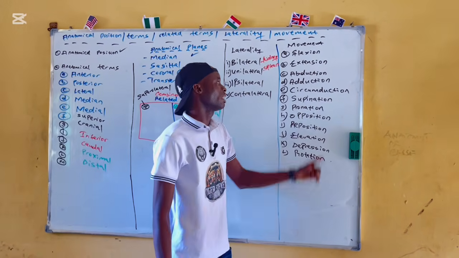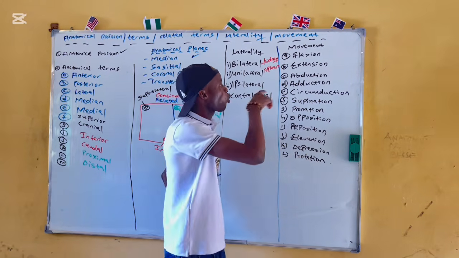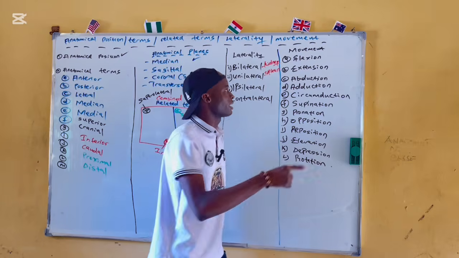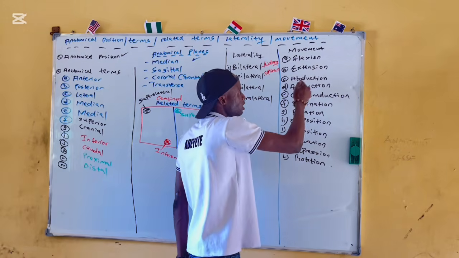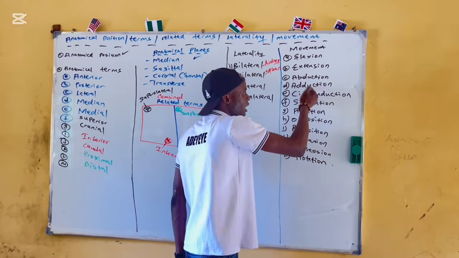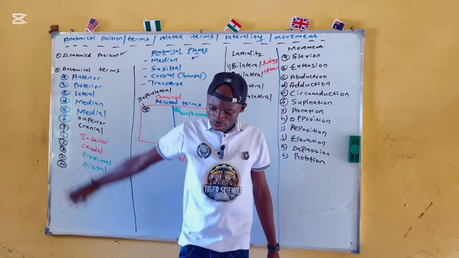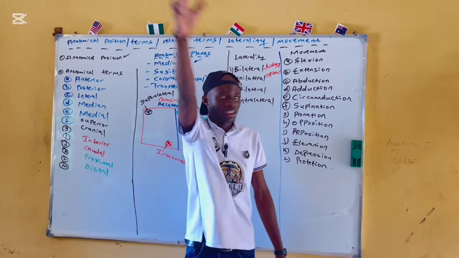Now, circumduction covers all four that I've mentioned earlier. Circumduction is a kind of rotational movement that involves flexion, abduction, extension, and adduction. Let me make an example for you. Here is circumduction. This is what we call circumduction.